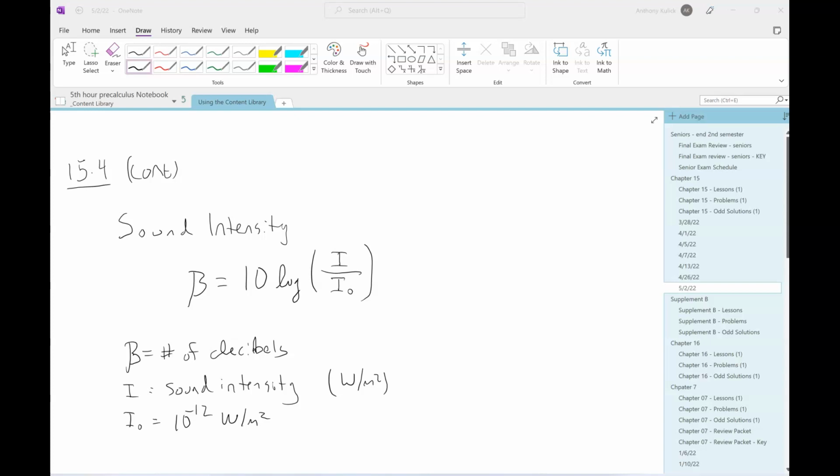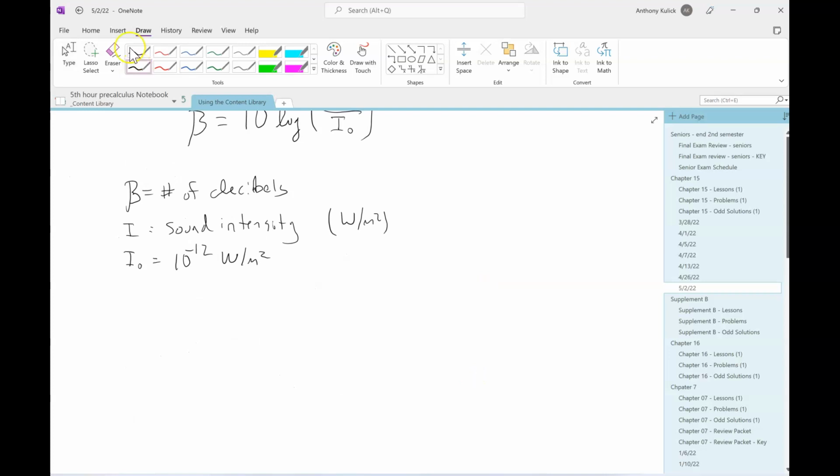So the other inputs there: I is sound intensity, and the unit there is watts per meter squared. And then I naught is a constant. That's always 10 to the negative 12 watts per meter squared.